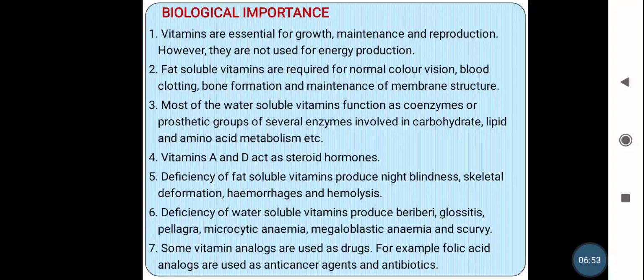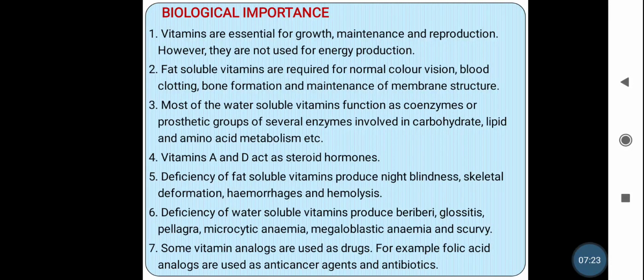Again, the water soluble vitamins act as coenzymes or a prosthetic group. Prosthetic group means it is a non-amino acid component of the structure of the conjugated proteins. And they are involved in the metabolism of carbohydrates, lipids and amino acids. Again, vitamin A and vitamin D act as steroid hormones.